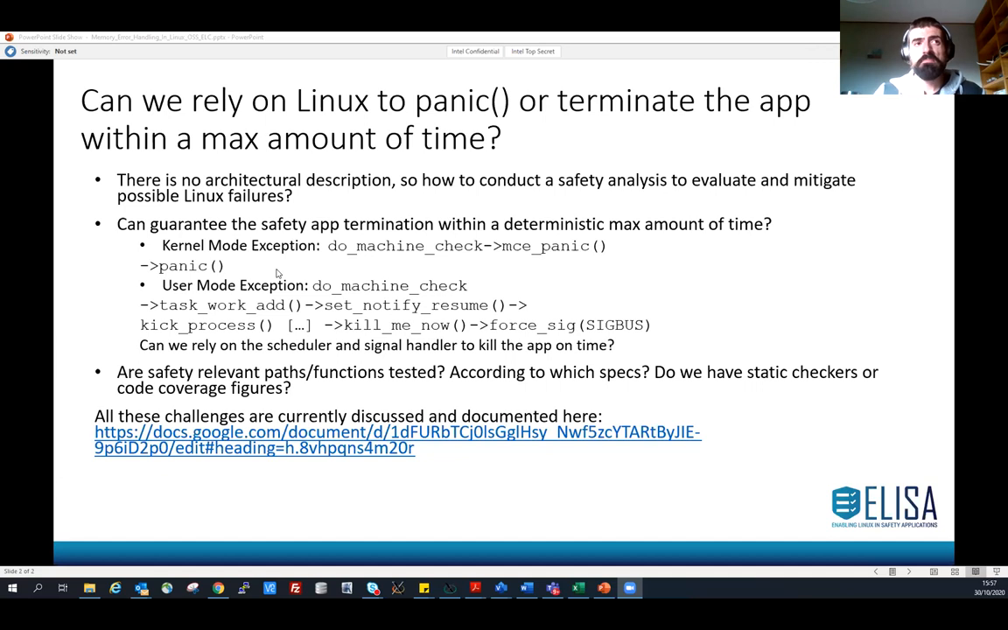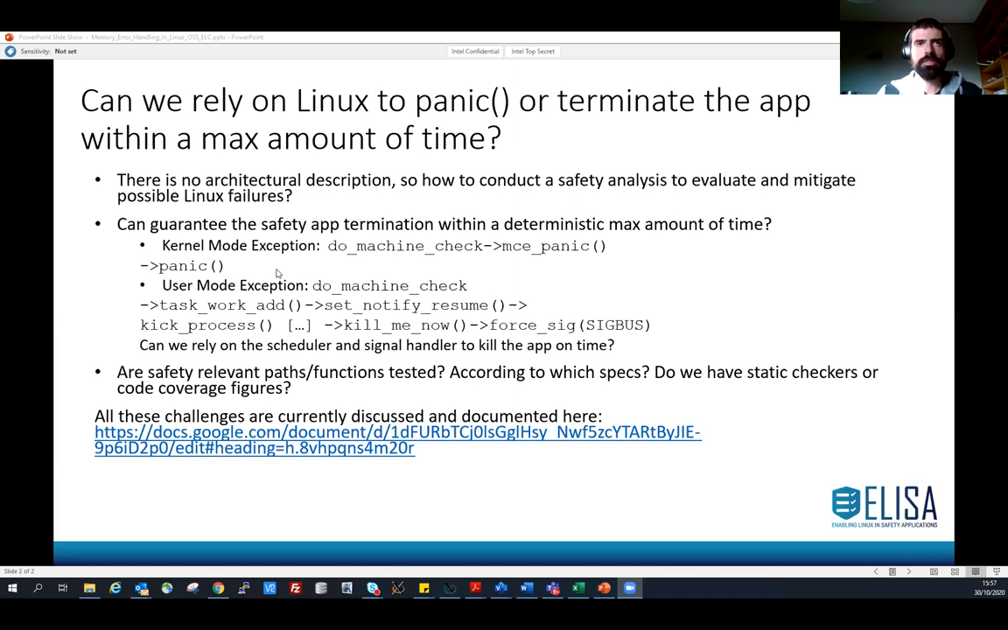Okay, so in my view, one outcome is that definitely we can use this safety analysis to improve the kernel doc header of the function, so that maybe as a next step, another safety analysis would be quite easier compared to what I had to do.